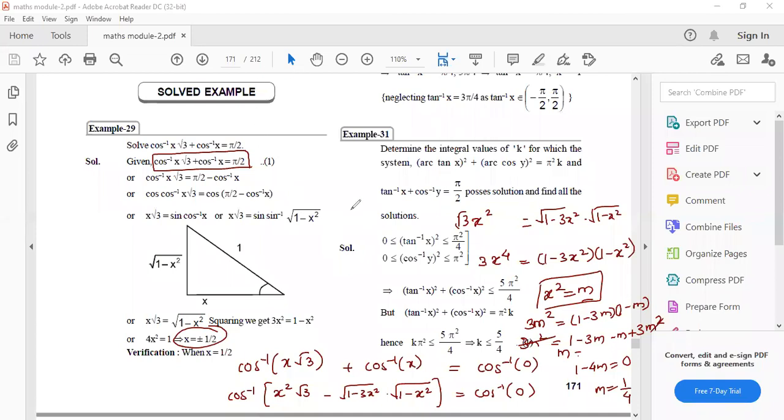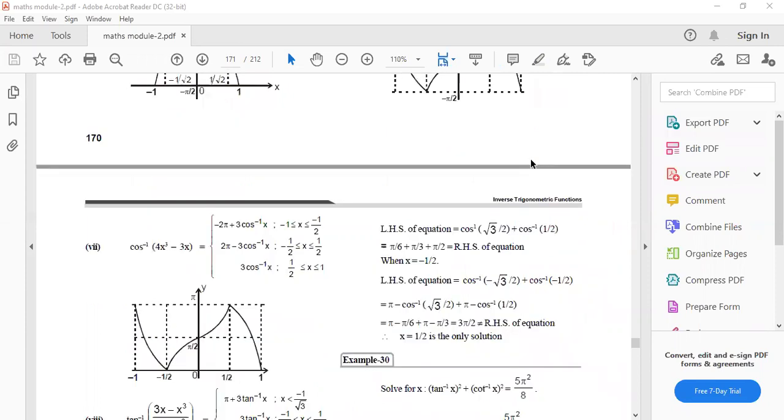Now you just imagine whether you can use minus 1 by 2, and accordingly verify for both the values. For x equal to plus 1 by 2, the equation is getting satisfied. X equal to minus 1 by 2, it is not getting satisfied. Just verify it. So only x equal to 1 by 2 is the solution. Got it, all of you? Did you understand this?